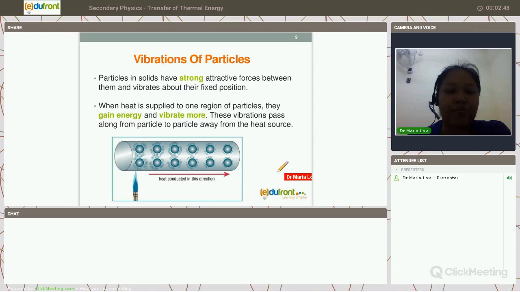Let's take a look at vibration of particles to better understand how heat is transferred via vibrations. When we talk about solids, for example, the particles in solids have strong attractive forces between them, and they always vibrate about their positions. So when heat is supplied to one region of the particles, these particles will gain energy and vibrate even more. And these vibrations will pass along from particle to particle from the heat source, and as a result, heat is conducted towards the end of the object in a single direction.